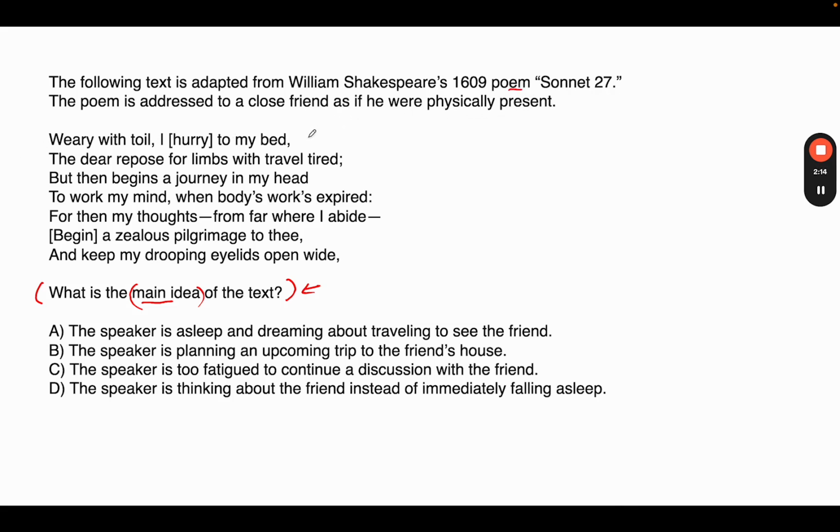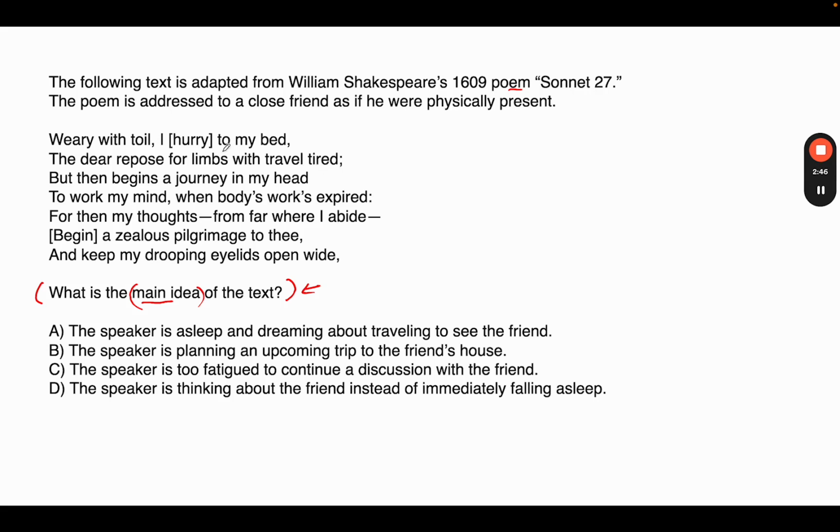The poem is addressed to a close friend as if he were physically present. So this entire poem is being addressed to a friend who's not physically present, who is imagined by the poet as if he was physically present. Now the thing about poems is that you cannot take up everything very literally. You have to understand the feel of the poet, correct? You cannot literally take up the meaning from the sentences. Now I'll tell you how to go about it.